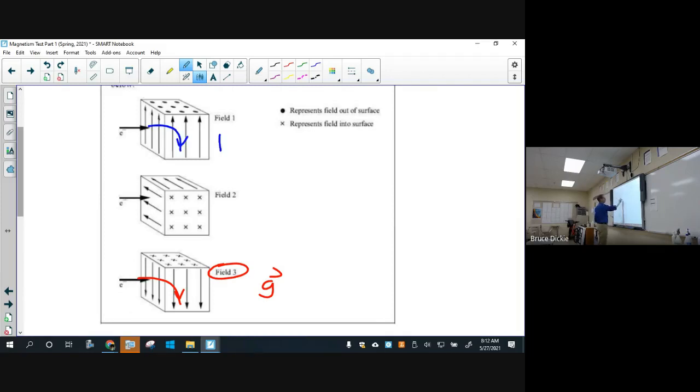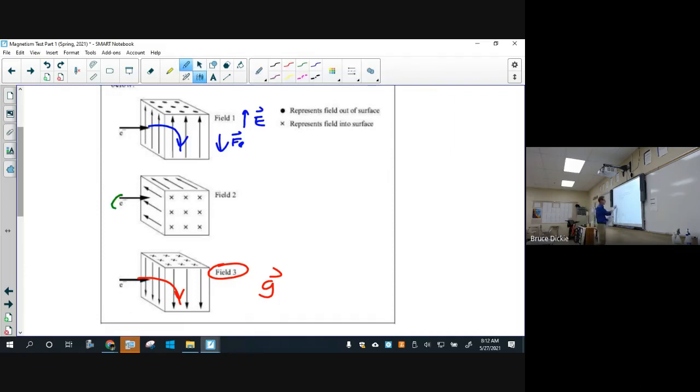Well, if the force is downward, then the electric field must be upward. So field number 1 is the electric field. Now, that must mean field number 2 is the magnetic field, but let's just double check that.